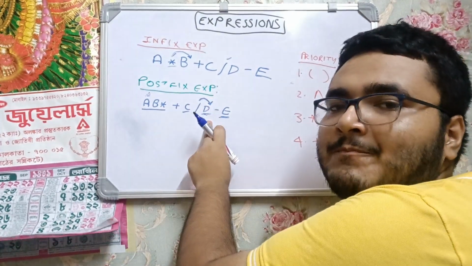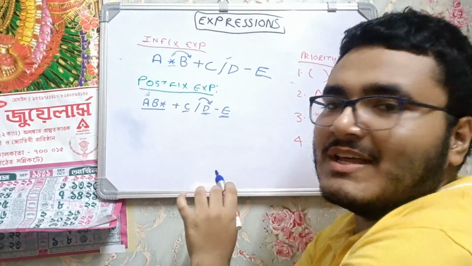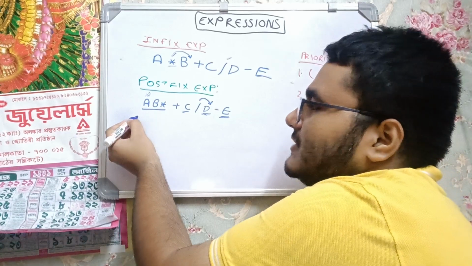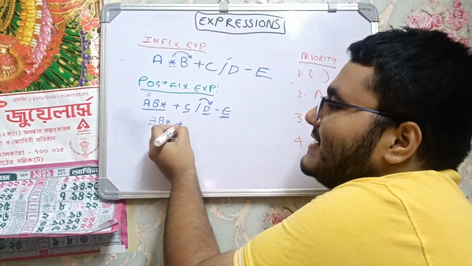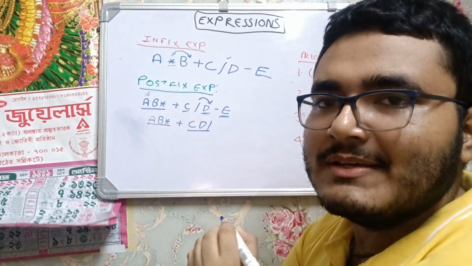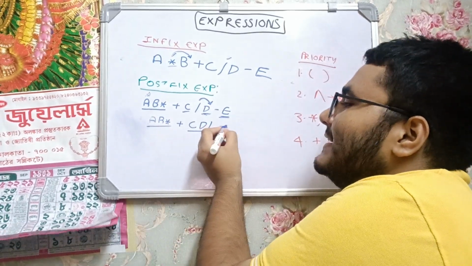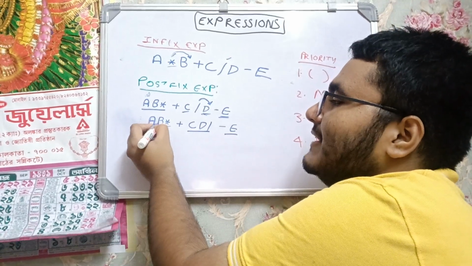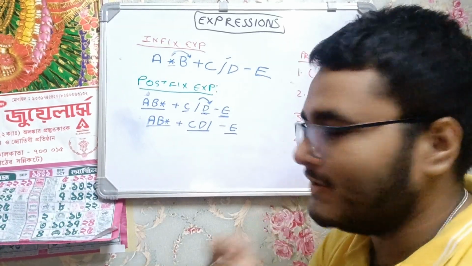So who is the nearest second operand of this? D, right? Because this is a postfix expression, we are bringing it after the second operand. So in the next step we write AB into as it is, plus, CD by, minus E. So these are the operands now. AB into is the first operand, CD by is another operand, and E has become another operand.